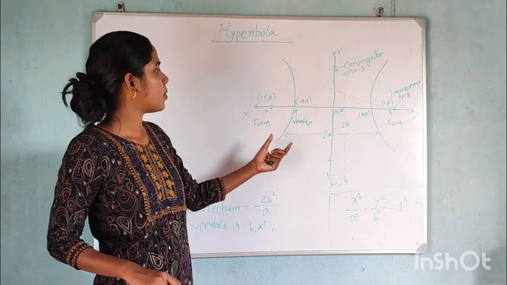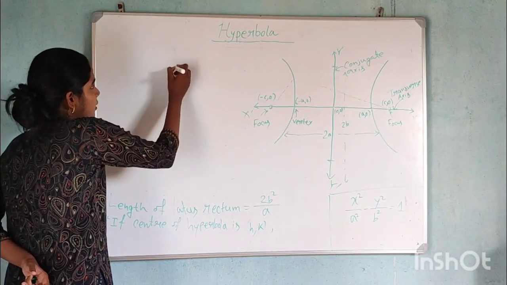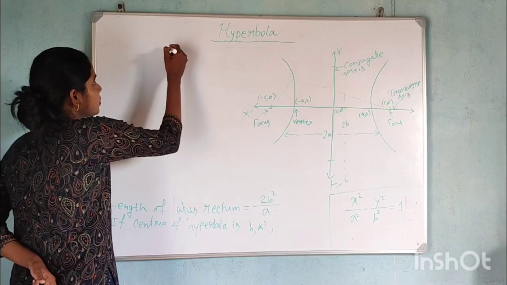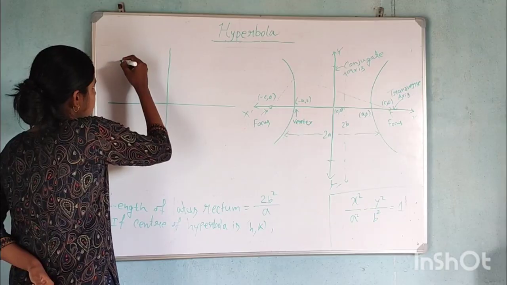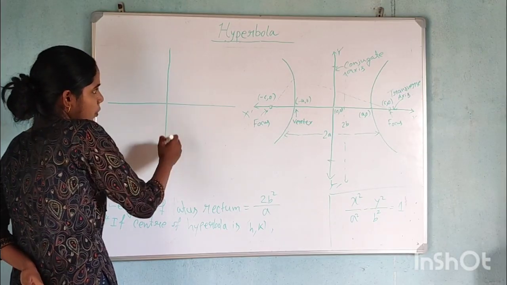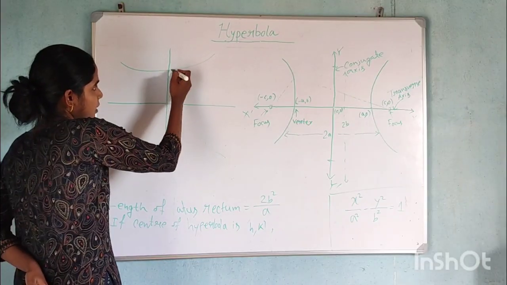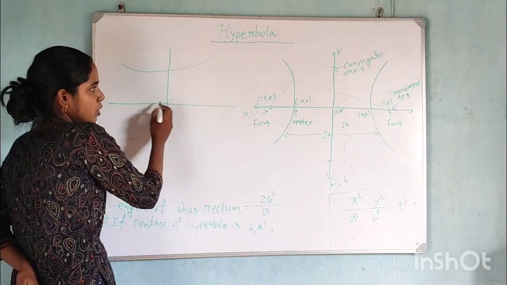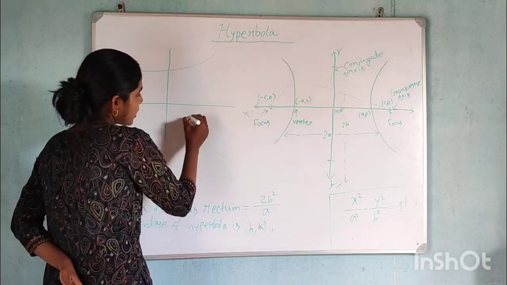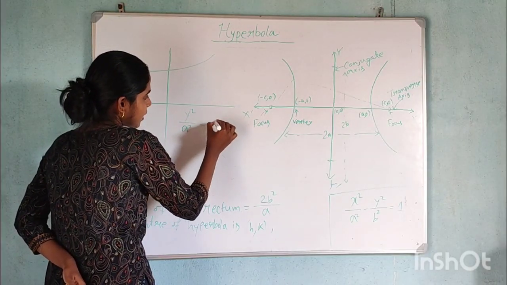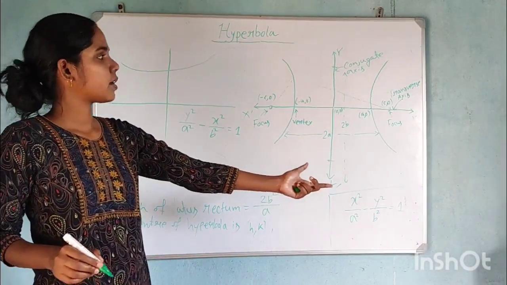So in another standard form of hyperbola, the transverse axis will be parallel to the y-axis, meaning our hyperbola will be looking like this. Here the transverse axis is this one and the conjugate axis will be this one. In that case, the equation of hyperbola is y square by a square minus x square by b square equal to 1. Okay. These are two standard equations of hyperbola.